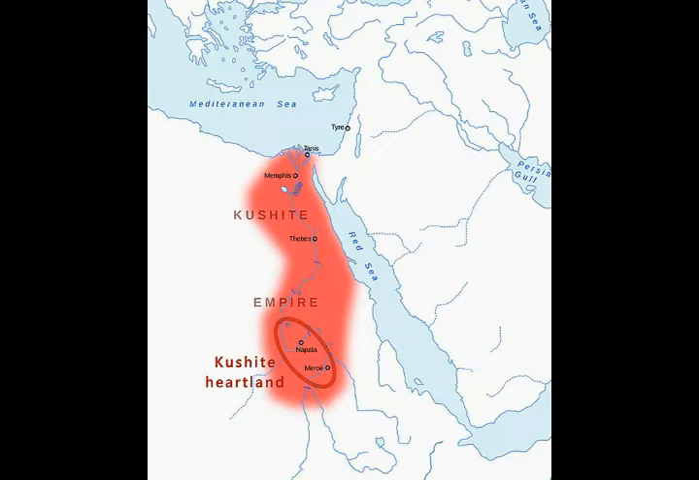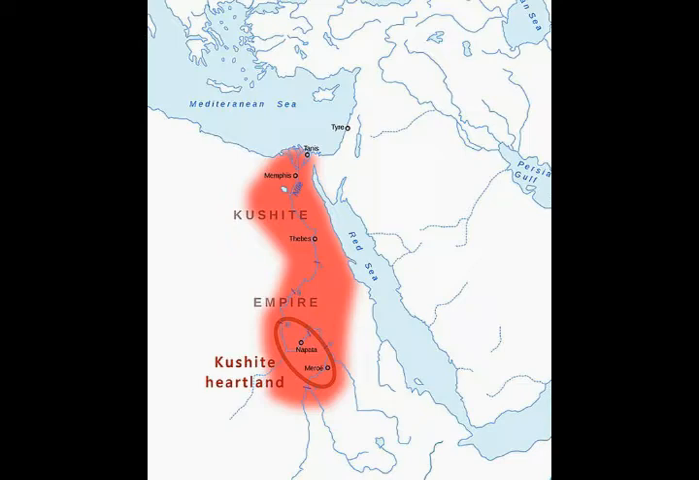We'll see here on the map. Okay, so here we have the map showing us Kushites. Thebes, we're talking about the Kushite kingdom all the way from what is today Cairo, Egypt, all the way down to Ethiopia.